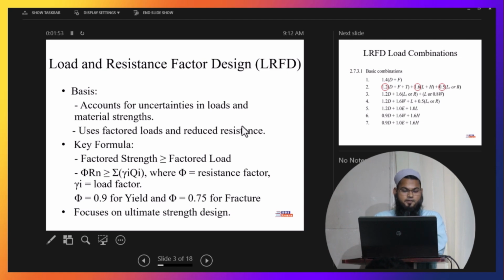Here's the equation below. The φRn, where Rn means nominal strength, must be greater than the factored load, where φ is the resistance factor and γi is the load factor. φ equals 0.9 for yield and 0.75 for fracture or shear. It focuses on ultimate strength design.